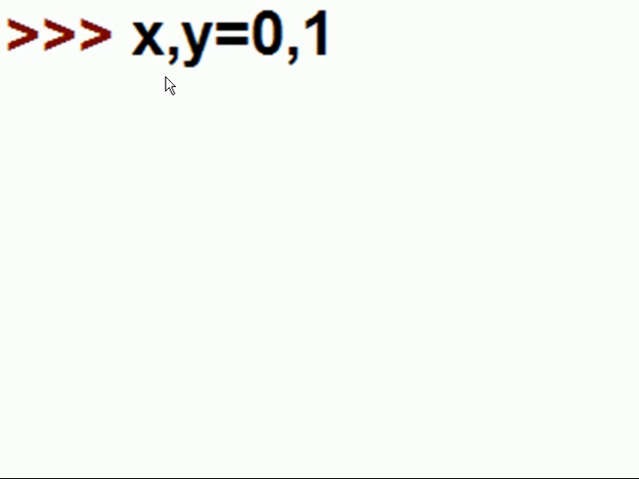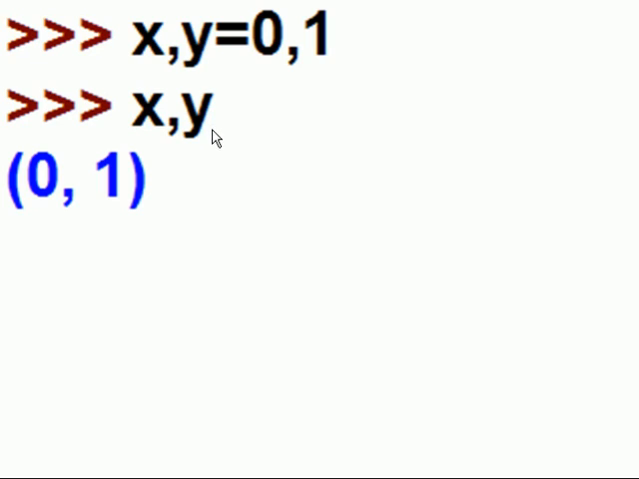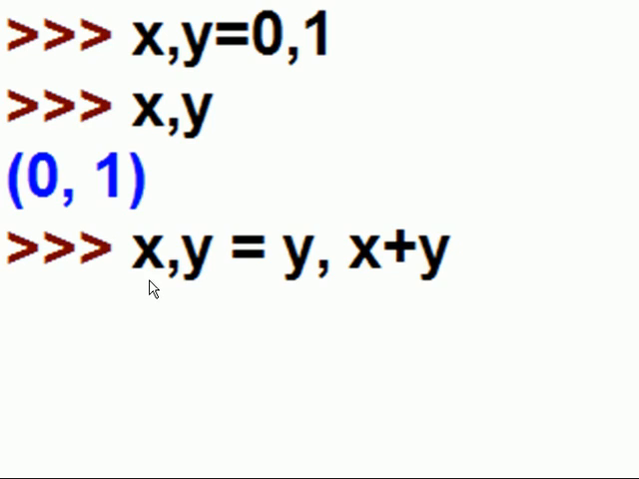First I have x comma y equals 0 comma 1. So I'm going to assign 0 to x, 1 to y. Key in x, y, and I get 0, 1. Now I key in x comma y equals y comma x plus y.